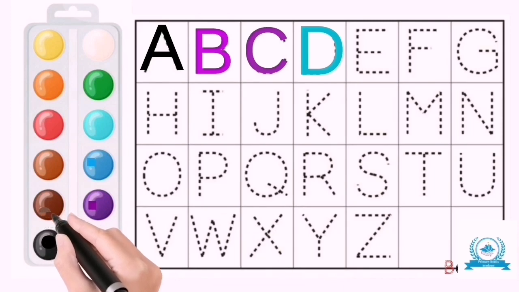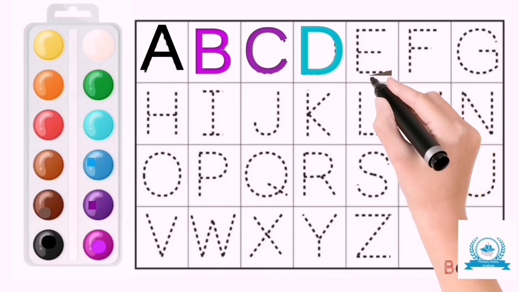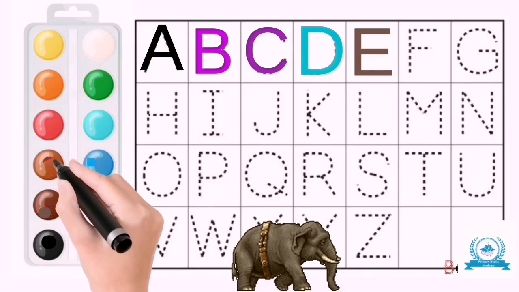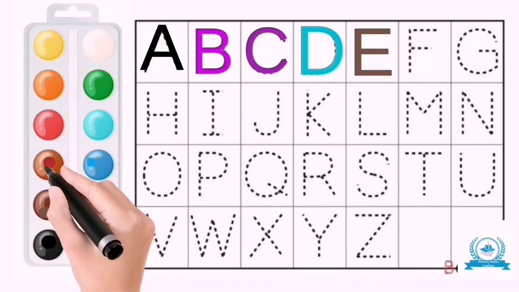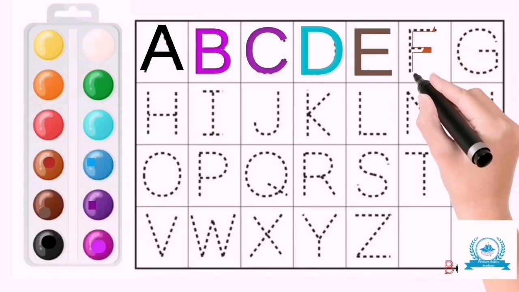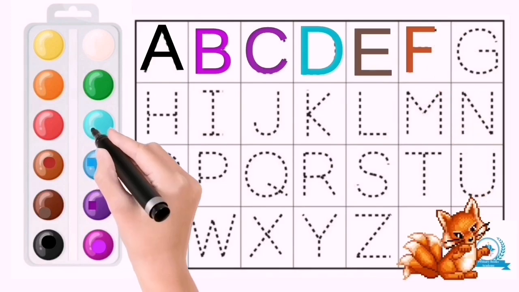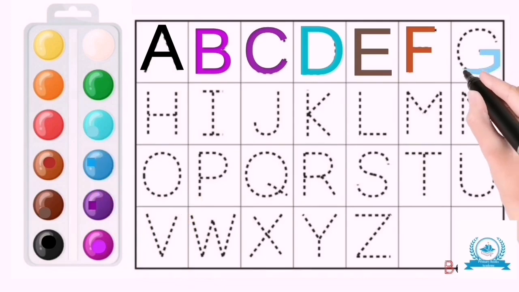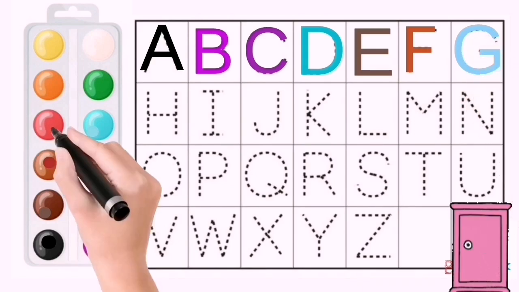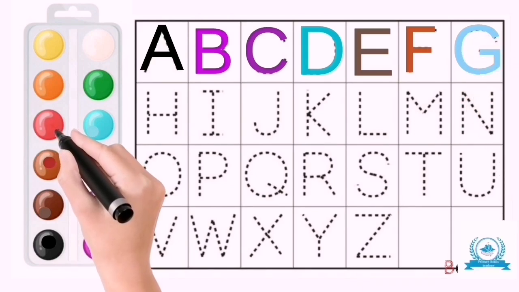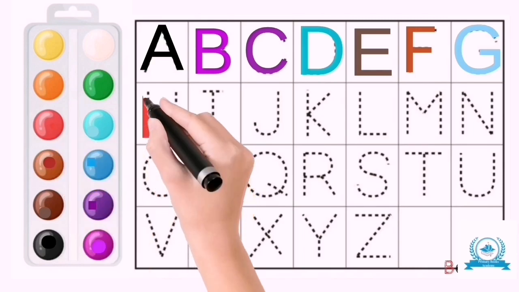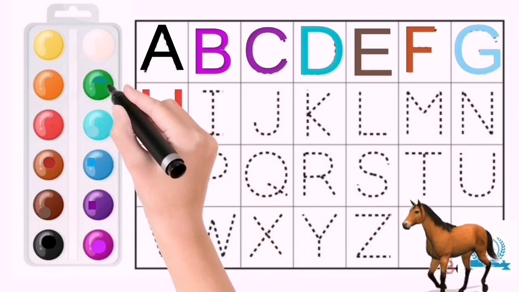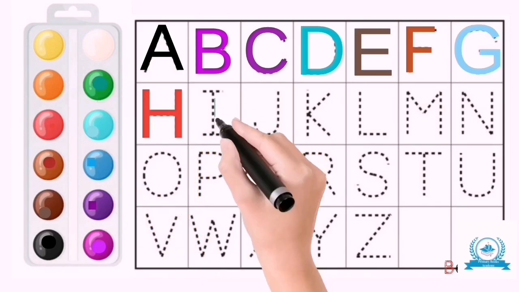A, B, C, D, E, F, G, H. I, J, K, L, M, N, O, P. E is for elephant. F. F is for fox. G. G is for gate. H. H is for horse. Q, R, S, T, U, V.